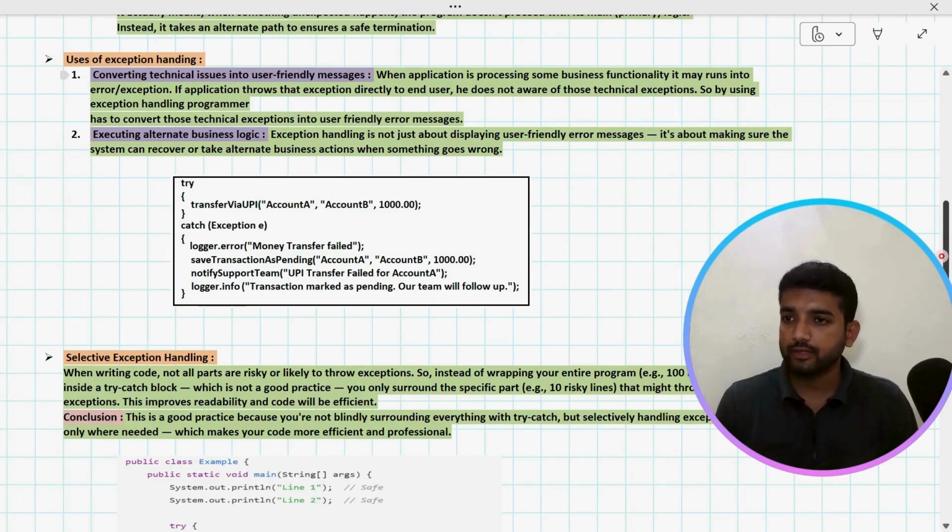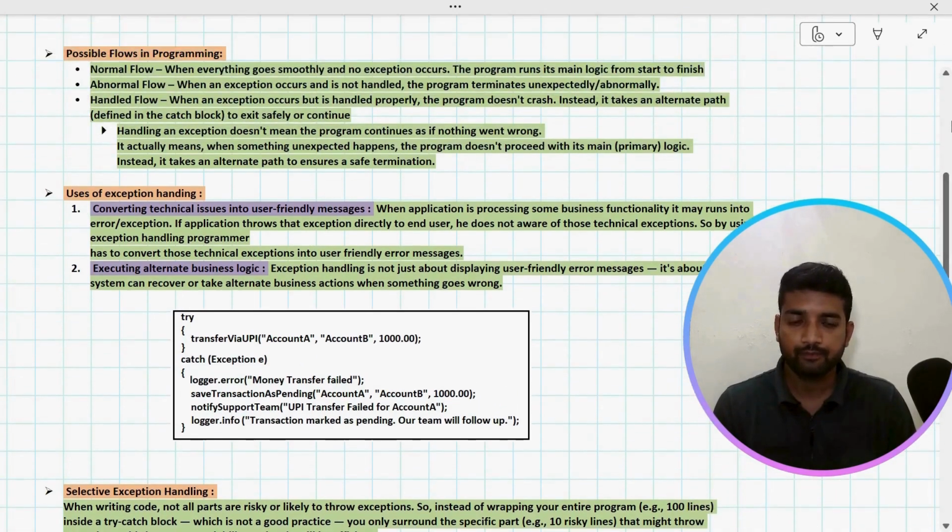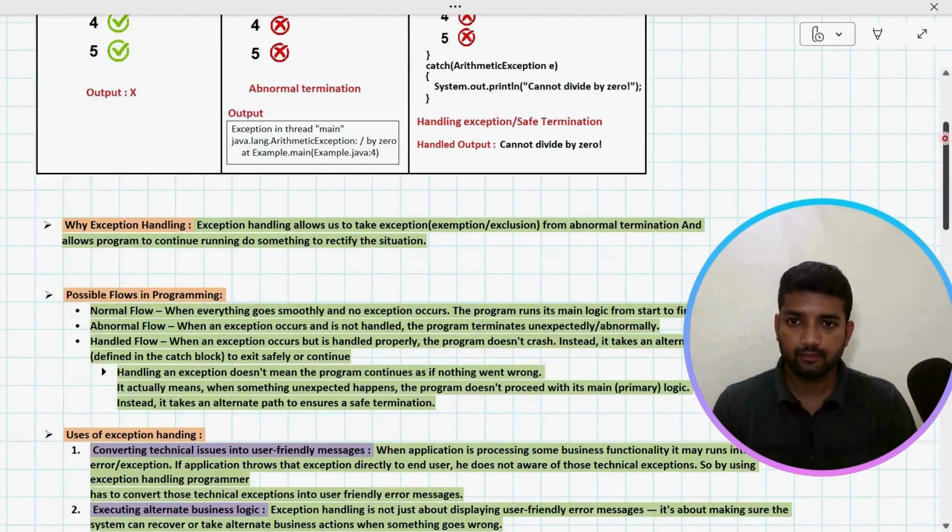So let's understand the uses of exception handling. The first usage we already completed. We convert technical messages to user friendly messages, right? Which we already showed in that catch block. See, here we are catching that ArithmeticException and we are writing user friendly messages. So this is one use.